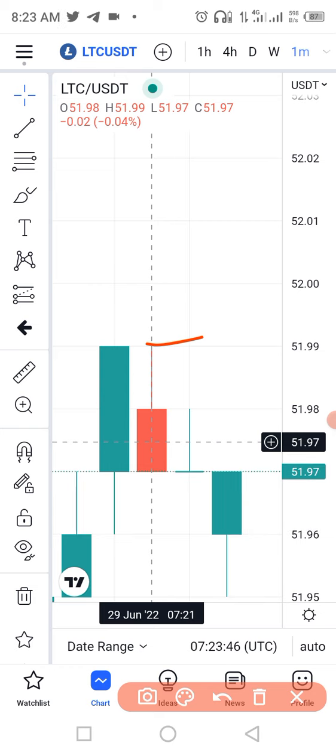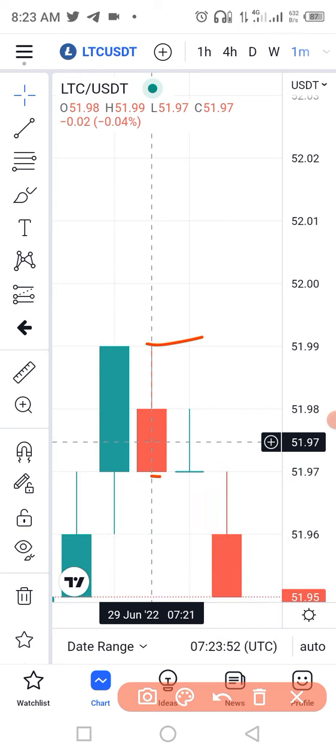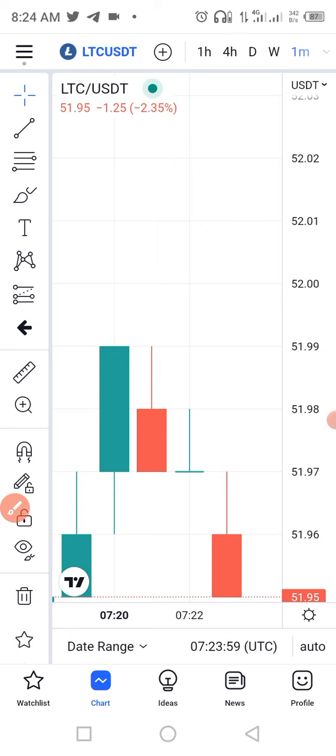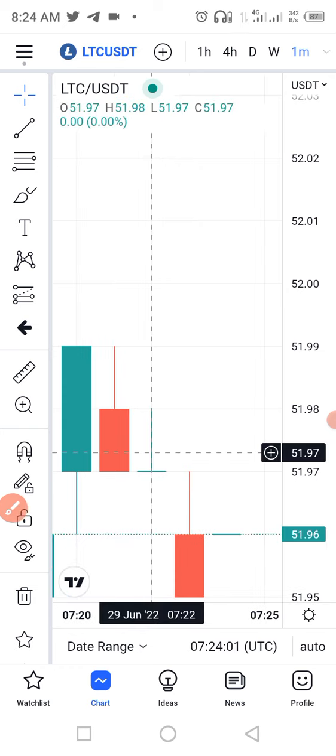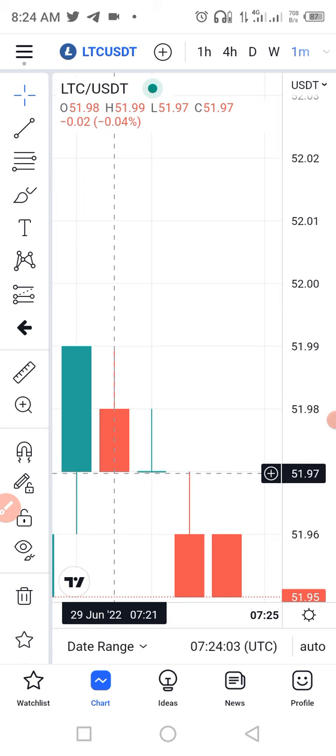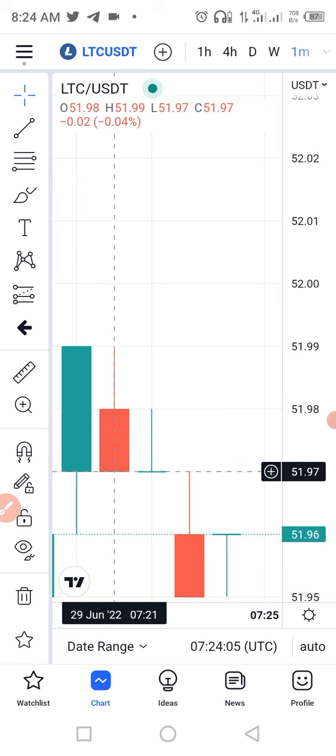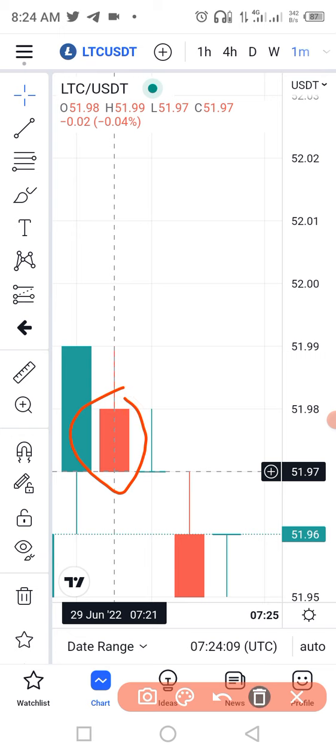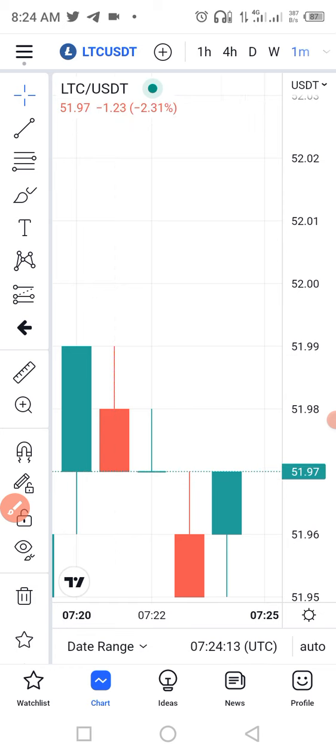And then what is the low? The low is the lowest point at which the coin was able to reach within that specific time frame. Look at the red candle I'm currently using to study. I want to explain to you the high and the low, so look at this particular coin.